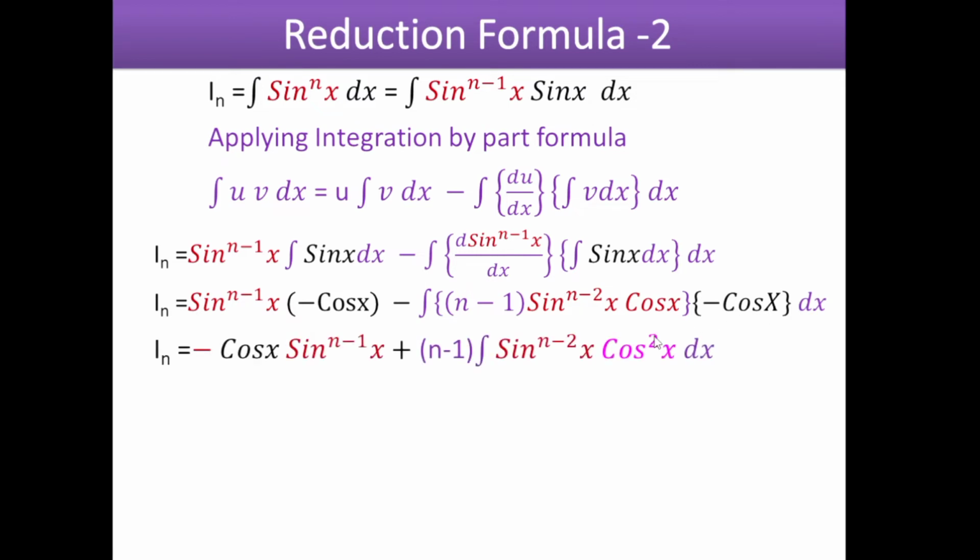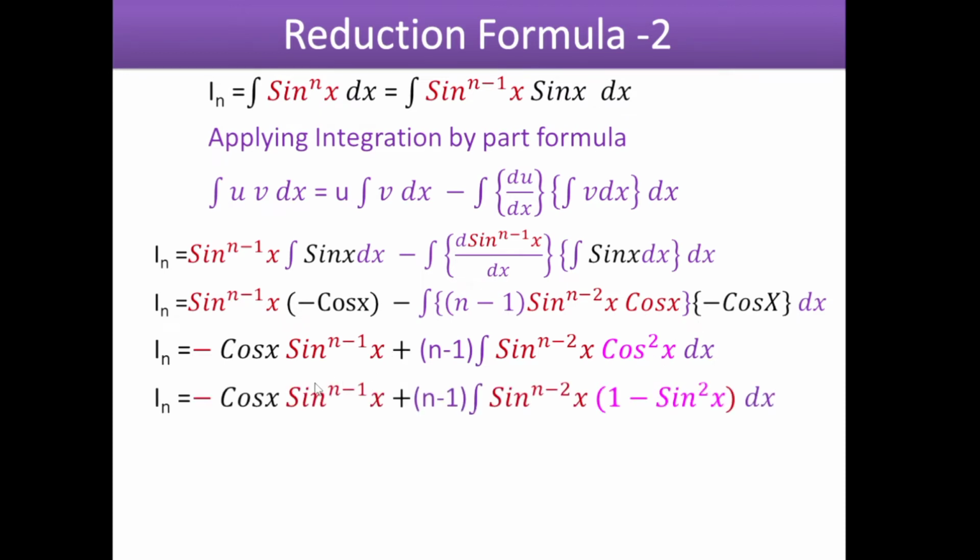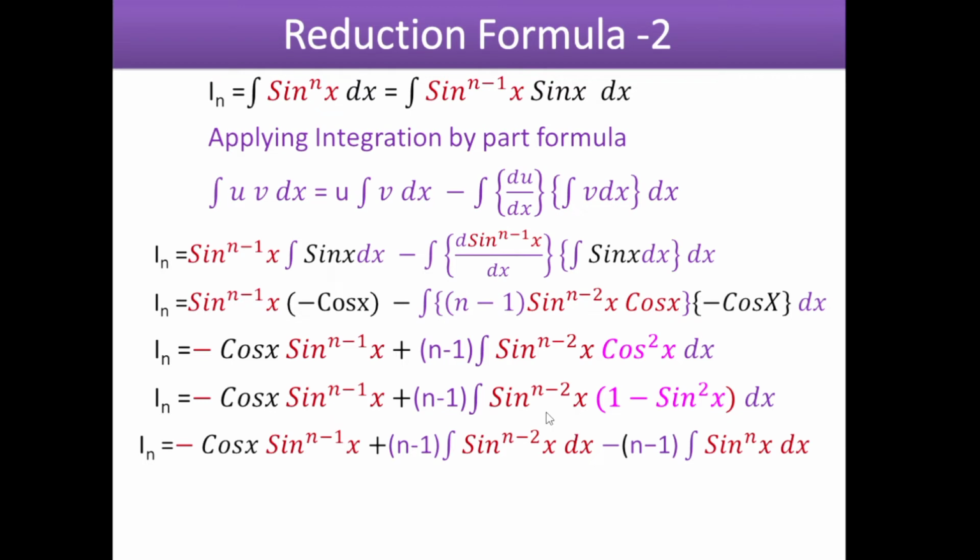On simple calculation, the second term becomes n minus 1 times sine n minus 2 x times cos x into cos x, multiplied, that is cos square x. This negative sign and this negative sign become a positive sign. Again, the first function remains the same, plus n minus 1, and we need to convert this cos square x into 1 minus sine square x. Since our question is sine to the power n x, we have to convert this function into a suitable function based on the question. So this second term becomes, we have to multiply 1 minus sine square x by this sine to the power n minus 2 x.